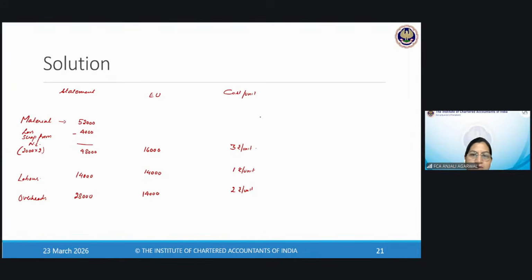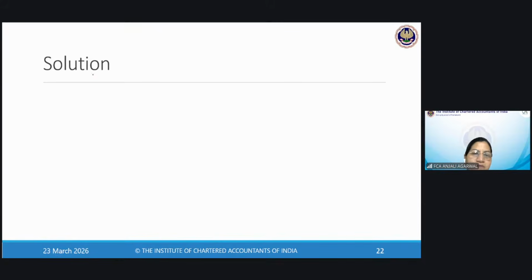And then we have found out the cost per unit of each element. And now we will bifurcate it against closing WIP, for example. So what is the value of closing WIP? Closing WIP is 5,000 units. Equivalent units as far as material is concerned, 90%.